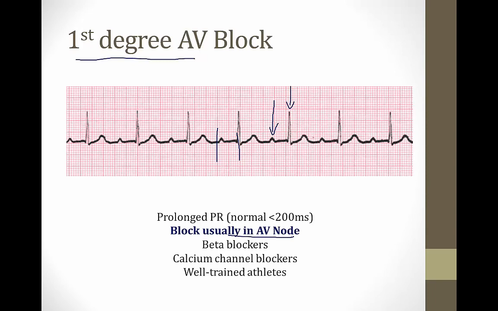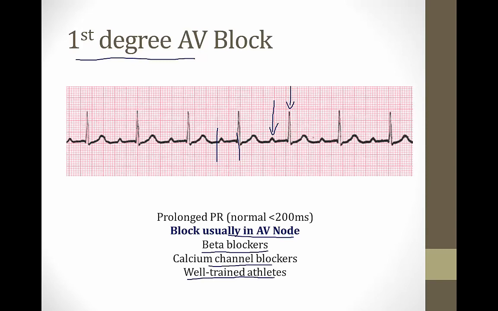And you should be aware that first degree AV block is commonly caused by circumstances in which conduction through the AV node may be slowed. So for example, patients on beta blockers often have a first degree AV block. Patients taking calcium channel blockers often have a first degree AV block. Well-trained athletes also often have a first degree AV block.